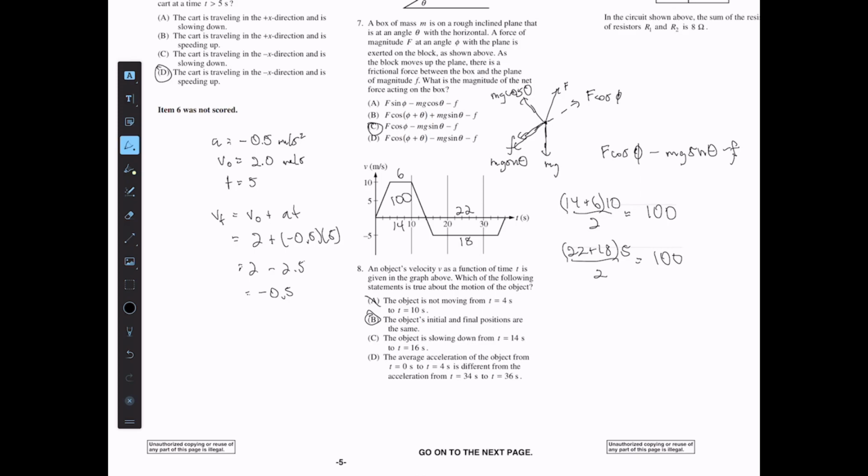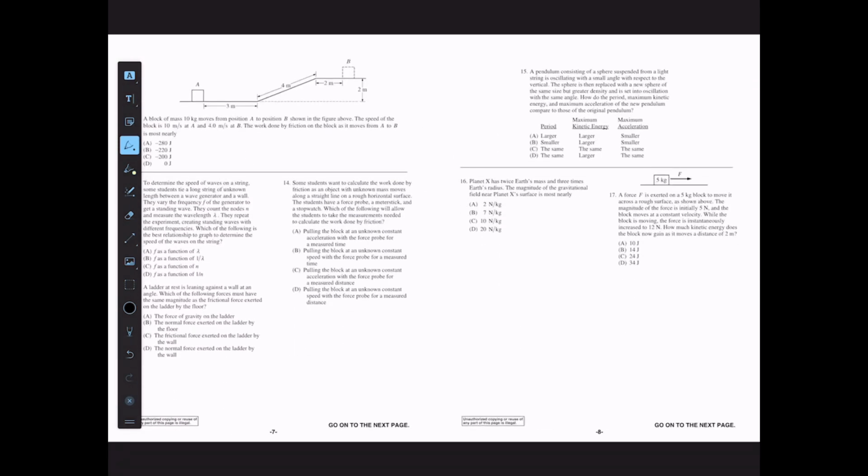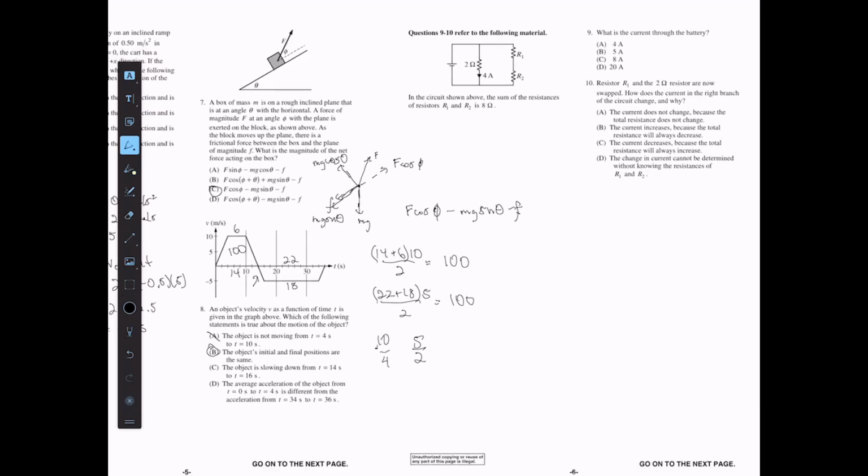The object is slowing down from 14 to 16? 14 to 16 is right here. No, it's not, because the acceleration is negative, because the slope is negative, and also the velocity is negative, so it's speeding up. The average acceleration from 0 to 4 is different from 34 to 36? That's not true, because from 0 to 4, the average acceleration is 10 over 4, and from 34 to 36, it's 5 over 2. Those are the same. And then these are circuit problems, so we can skip those.